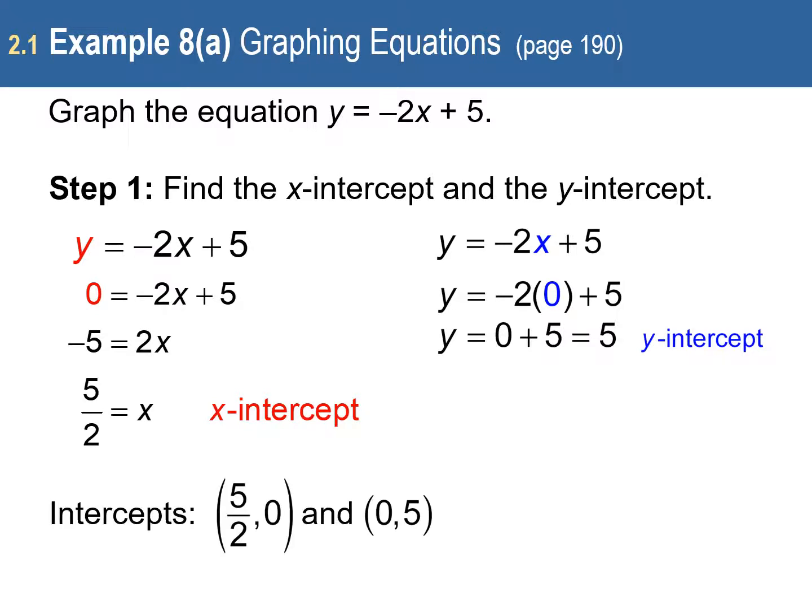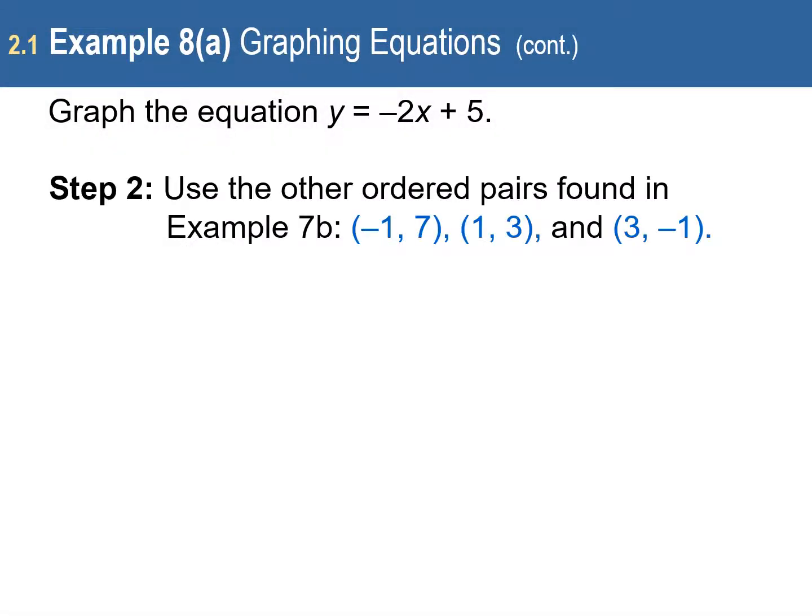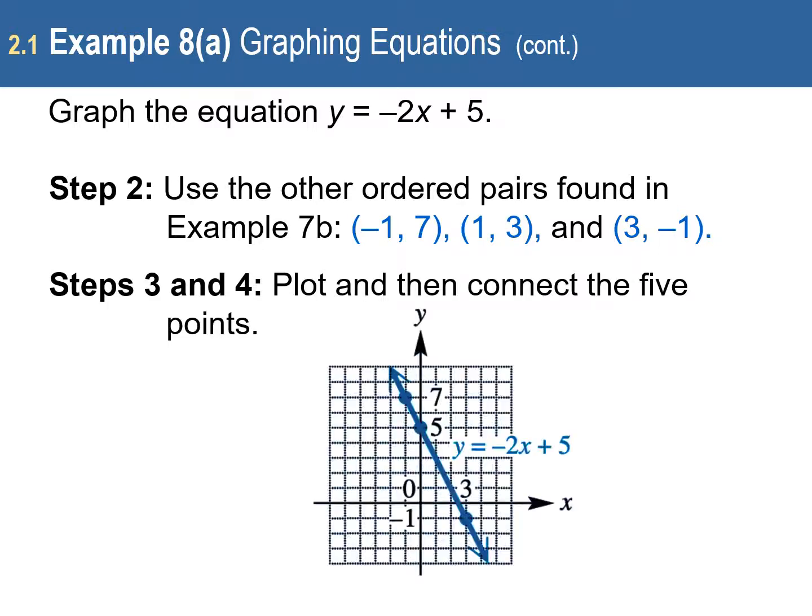So now that I have my two intercepts, I can graph them. Now I can use other ordered pairs. In reality, for a line, once you have the intercepts, you've got enough information. You just simply plot them and then connect with a smooth straight line. Please use a ruler when you're graphing lines.